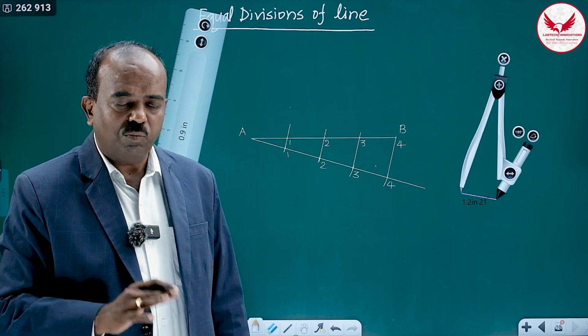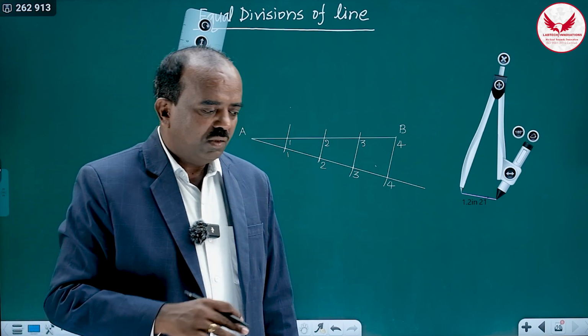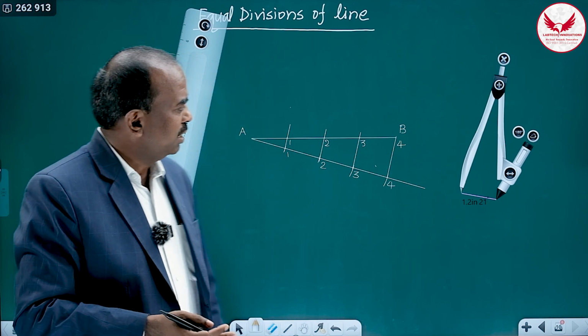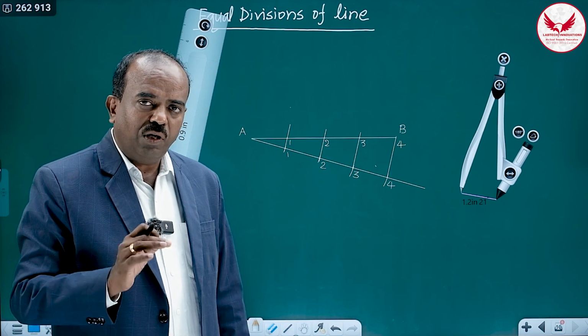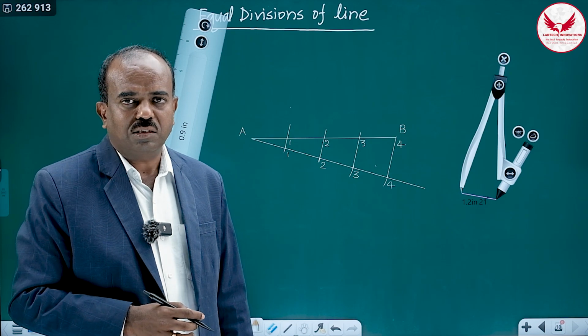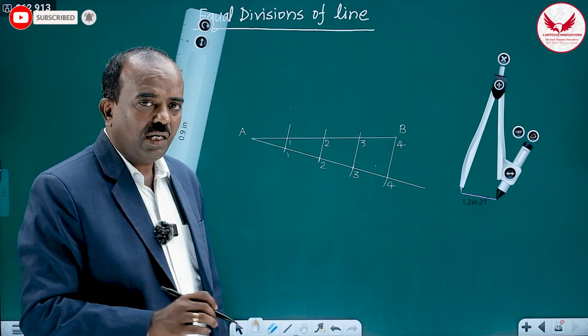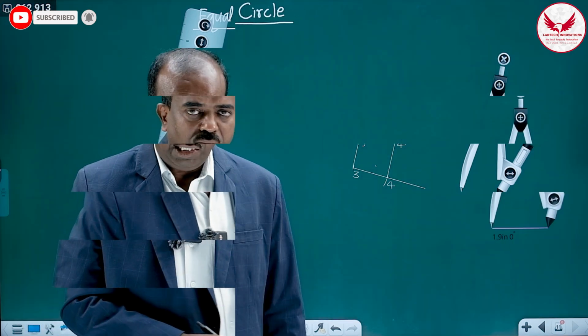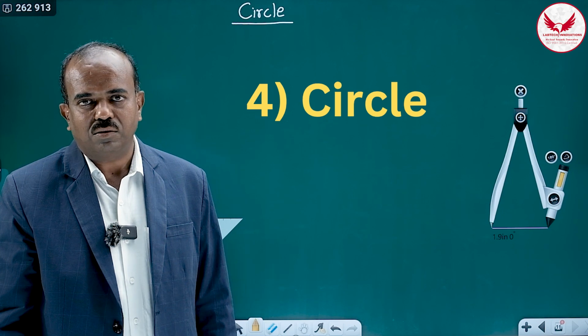In graphics, many times we need to divide a line into 8 equal parts. So whenever we learn that part, we'll repeat this procedure once again. Making equal divisions of lines by using the compass and the scale is very important. Next basic thing required is drawing a circle.